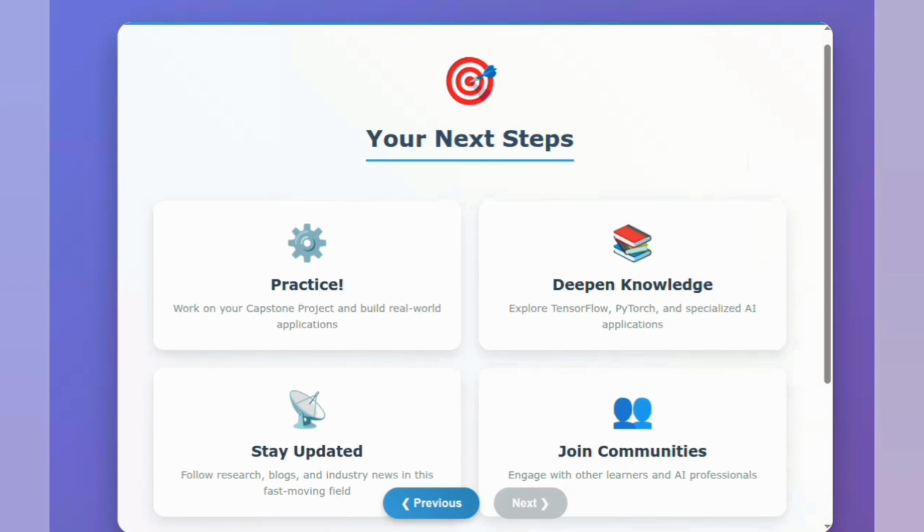Follow research, blogs, and industry news. Join communities, engage with other learners and professionals. The world of AI is vast and constantly evolving, and you're now equipped to be a part of it.